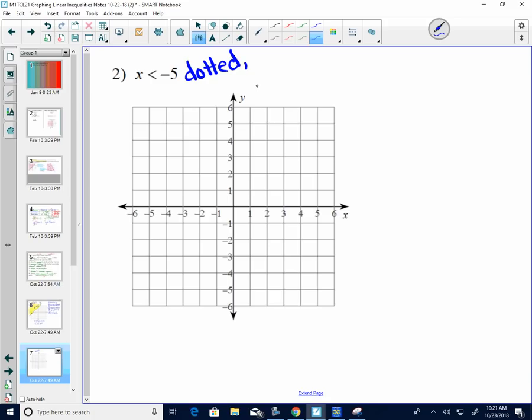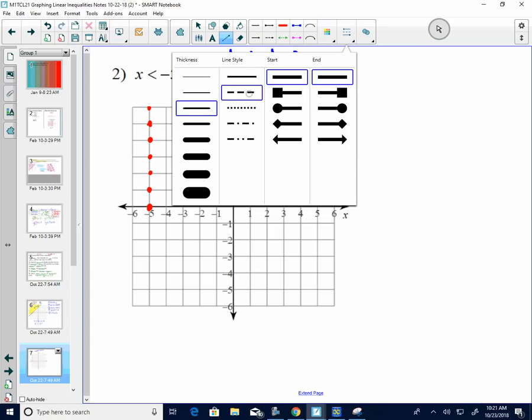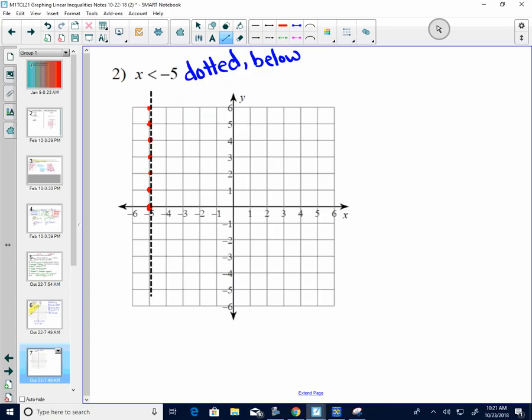And are we going to shade above or below? Well, it is less than. It is not open towards the x. X is smaller, so smaller means we need to shade below. But what happens is when we look at this, x is -5 here at all these points here. We should know that x equals anything gives a vertical line. So we can go ahead and connect it with our dashed or dotted line. And we said let's shade below.